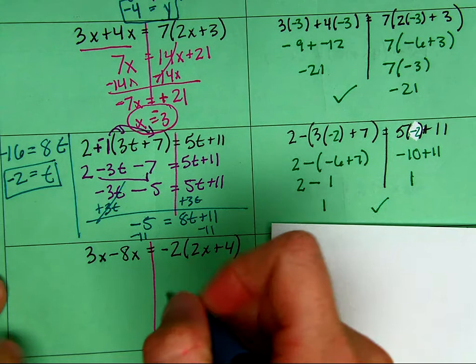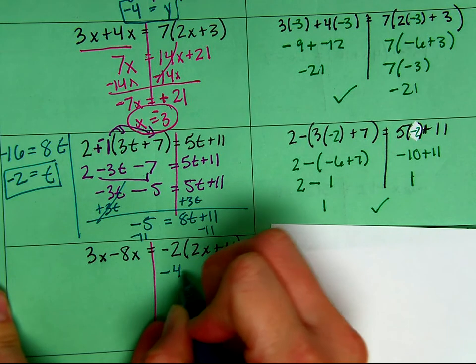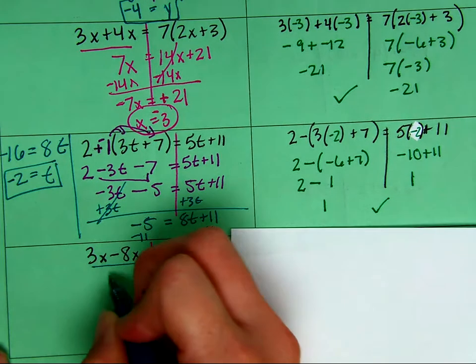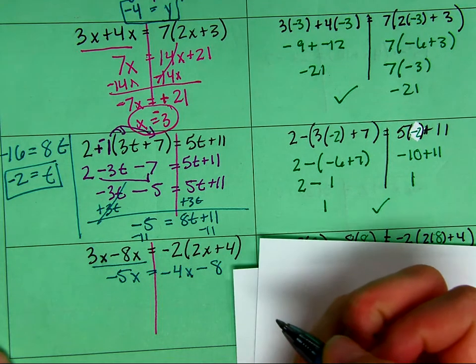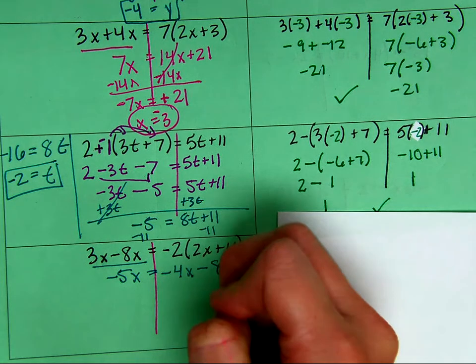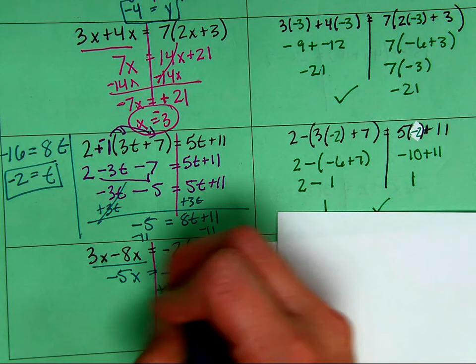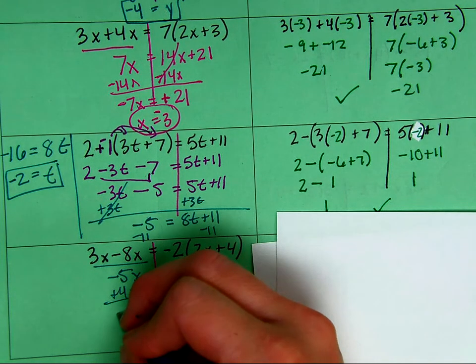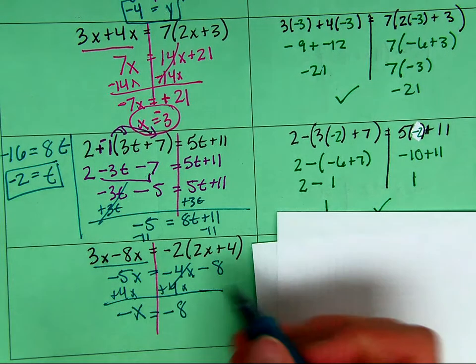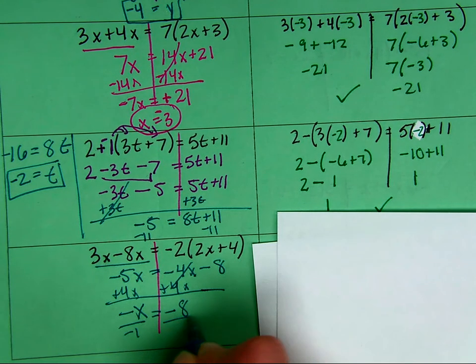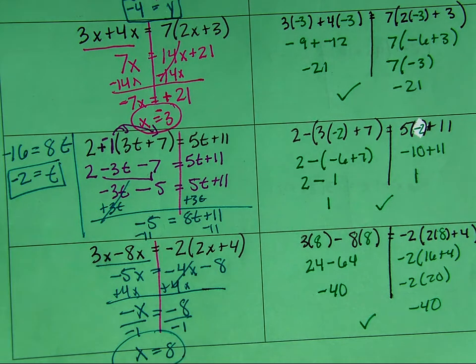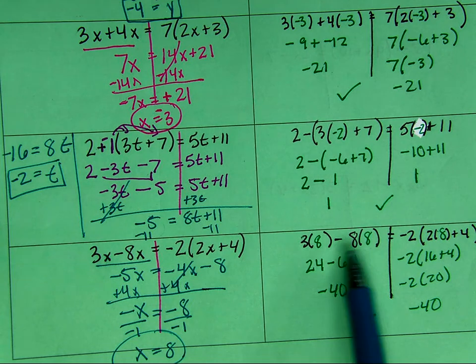So this becomes negative 4x minus 8. And then I'm going to combine those right now. That makes a negative 5x. So plus my 4x. Negative 8 is equal to a negative x. Remember, we don't want a negative x, so the last step is to divide by negative 1, to find that x is positive 8. And that works when I plug it in for x. There are 3 spots for you to plug it in for x in that one.